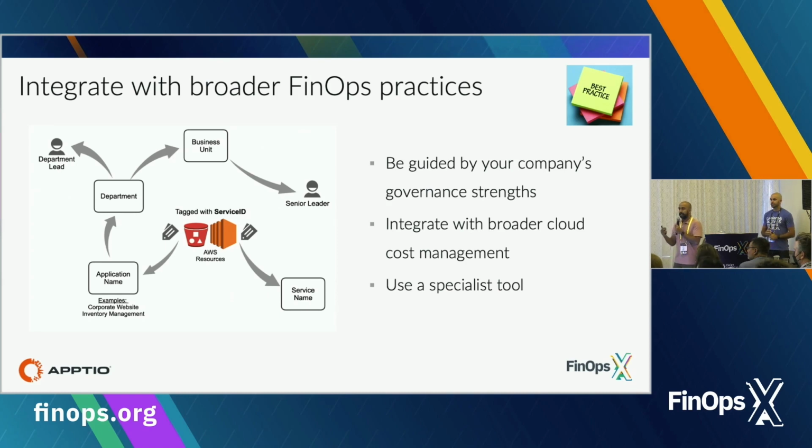I know Kubernetes is a unique bucket of cloud spend that requires a novel solution, but it's still part of the overall cloud bill. So try to integrate as much as possible with your broader cloud cost management, like chargeback, budgets, reporting, and dashboards for visibility. And the last one is to use a specialized tool to make sure you can maximize the benefits of your governance strategy. There are a lot of specialist tools, but we're going to go through a quick overview of Cloudability.